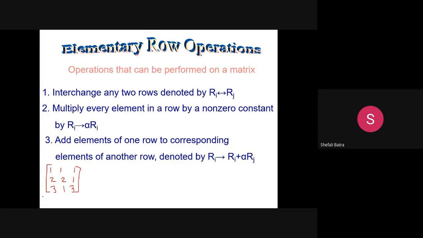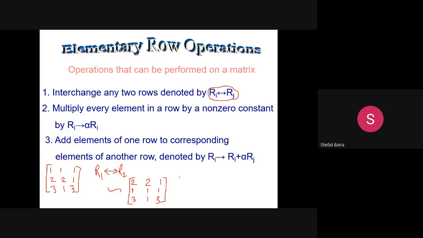Randomly, I have taken this matrix and I'm applying the first operation, Ri interchange Rj. So I'm writing here R1 interchange with R2. How will you write it? Put this equivalent sign, and the output will be R1 becomes R2 and R2 becomes R1. So you will write 2, 2, 1, 1, 1, 1, then 3, 1 and 3.